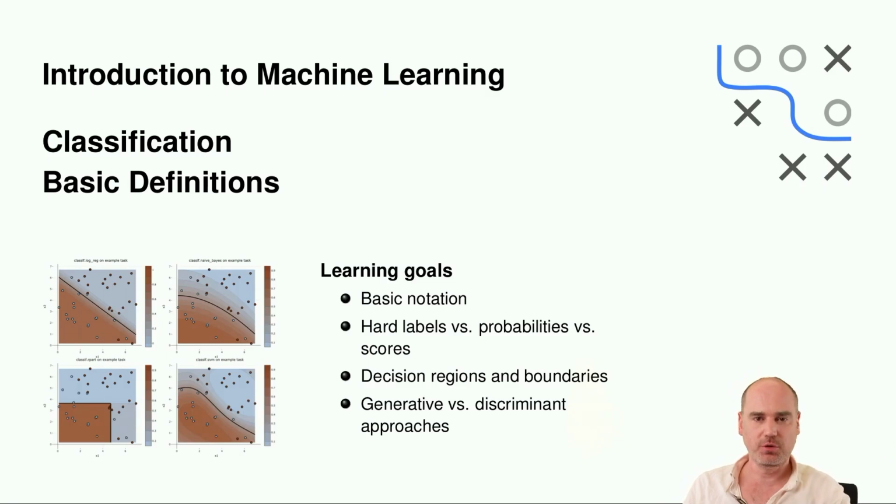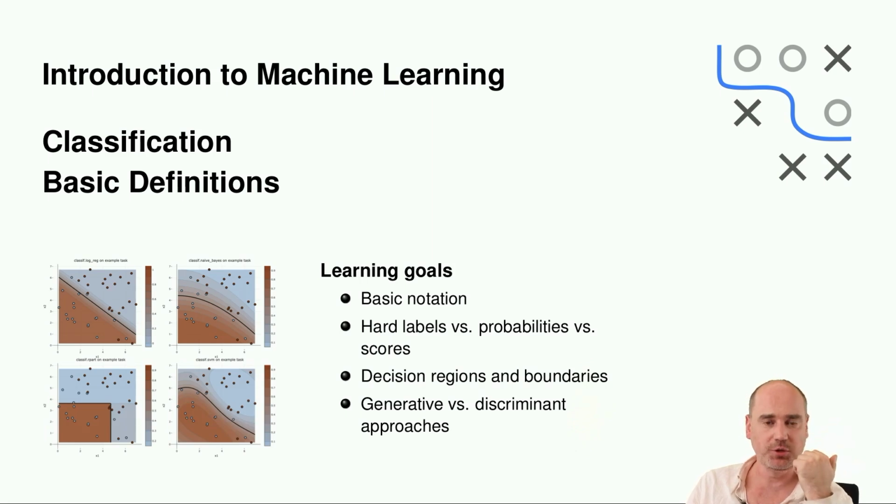Hi, and welcome to our next session here in our chapter on classification. So this is a somewhat longer session. Here I want to introduce basic notation for classification tasks and classification models. I specifically want to discuss the difference between hard label predictions, probabilistic classifiers, and scoring classifiers.